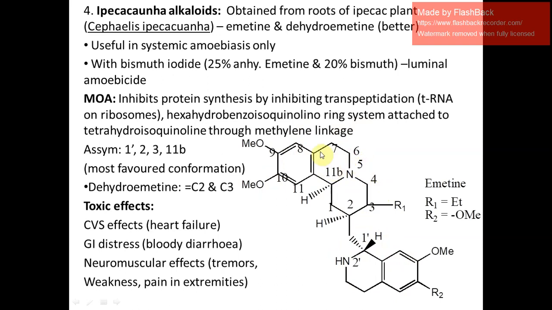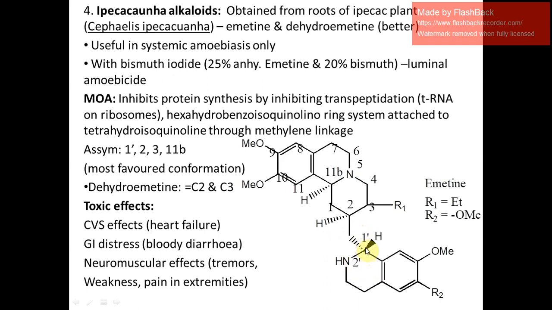Hexahydro means here hydrogens are added on 3 double bonds, so 3 double bonds means 6 hydrogens are added, so it is hexahydro. And here hydrogens are added on 2 double bonds, so 2 double bonds means 4 electrons means 4 hydrogen atoms, that is why it is called the tetrahydroisoquinoline ring. Okay, now you can find asymmetric carbon atoms at 4 different positions.